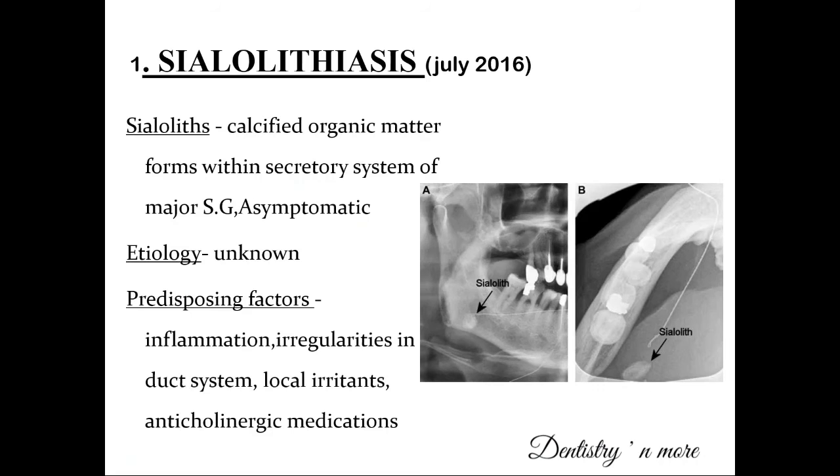The short notes that can be asked under this topic: sialolithiasis is calcified organic matter that forms within the secretory system of the major salivary glands. These are found to be asymptomatic, and the etiology is unknown. The predisposing factors that can lead to this condition are inflammation, irregularities in the ductal system, local irritants, as well as usage of anticholinergic medications.